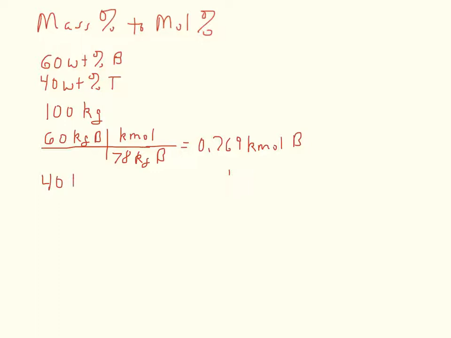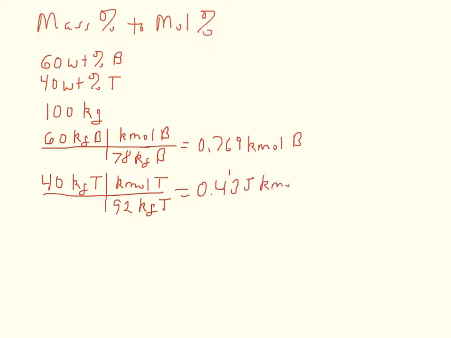40 kilograms of toluene divided by its molecular weight, 92 kilograms of toluene per kilomole of toluene. I guess I should have specified kilomoles of benzene up here. This is equal to 0.435 kilomoles of toluene. So these are the numbers of moles, kilomoles of benzene and toluene in this 100 kilograms.